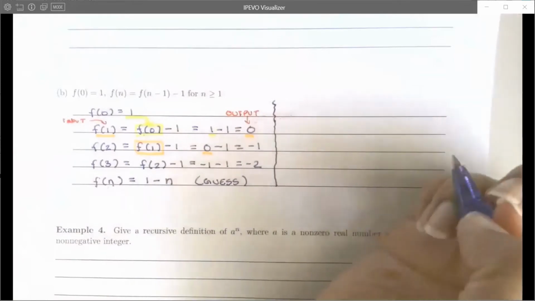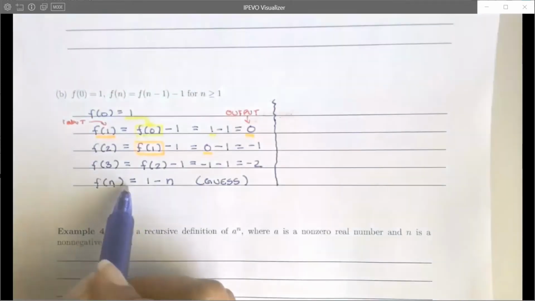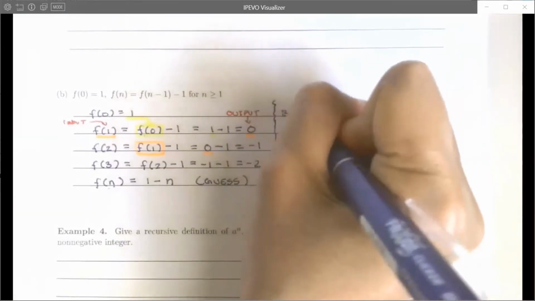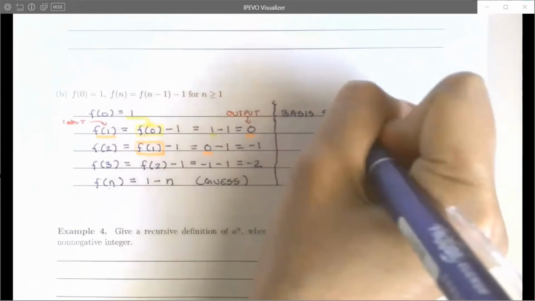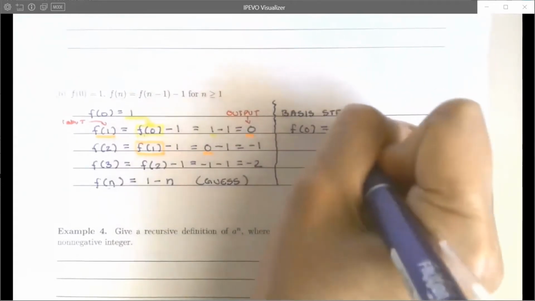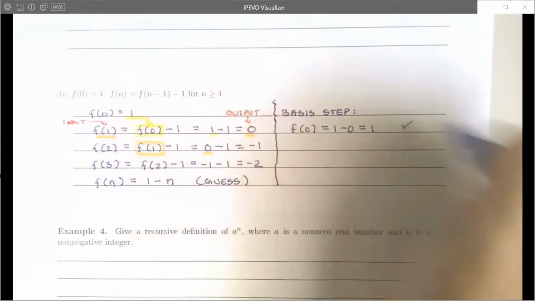Okay, so to prove that the formula is valid, what we can do is first check that it satisfies the basis step. F of 0 is 1 minus 0, which is 1, so that checks out, right? F of 0 is 1.